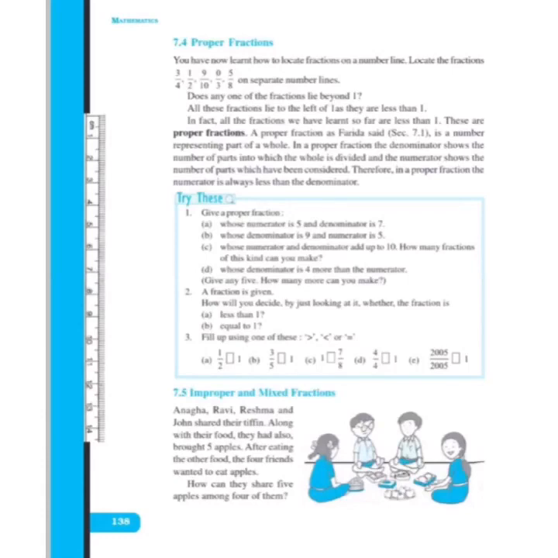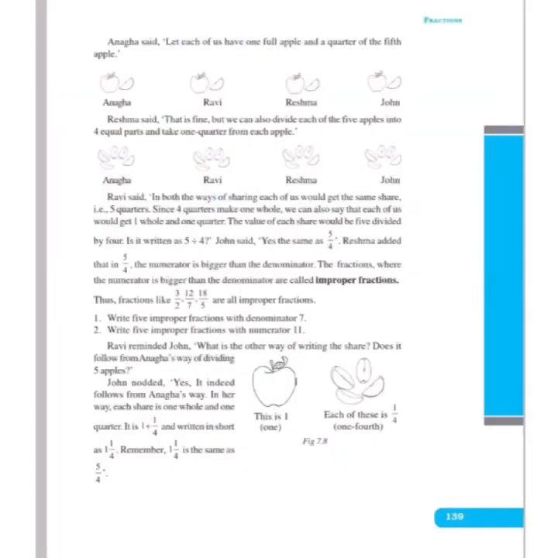Now, improper fractions. Children, here we have one example. Anagha, Ravi, Reshma and John shared their tiffin. Along with their food, they had also brought 5 apples. After eating the other food, the 4 friends wanted to eat apples. Now, children, you see here 4 friends are there, and how many apples are there? 5 apples.